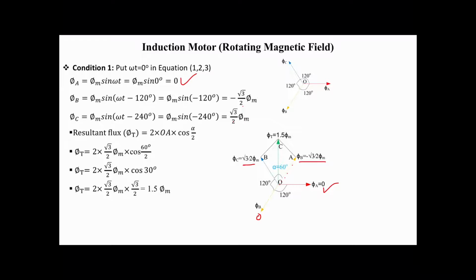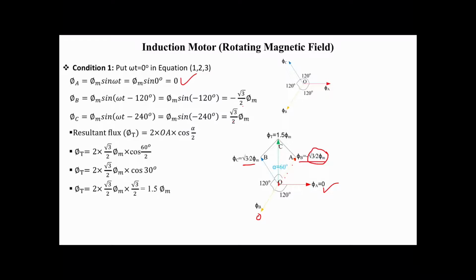Now make the phasor sum of Phi B and Phi C. So the resultant will be here, and to calculate the resultant flux, Phi T is equal to 2 into OA multiplied by cos alpha by 2. So Phi T is equal to 2 into OA. What is the magnitude of this OA? Its magnitude is root 3 by 2 Phi M. So we just substitute the value of OA here, multiplied by cos 60 by 2, or we can say Phi T is equal to 2 into root 3 by 2 Phi M into cos 30 degrees.